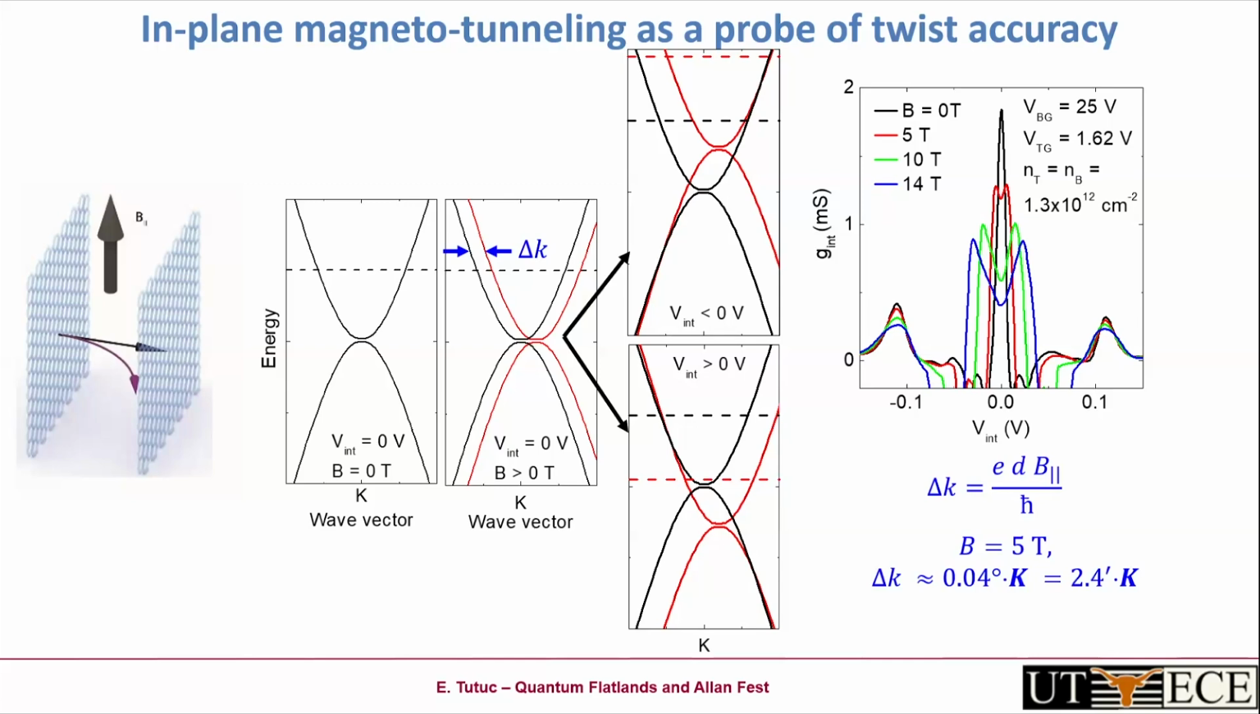What an in-plane magnetic field should do is take a resonance and split it into two resonances. The splitting is proportional to the value of the in-plane magnetic field, and we see that very clearly here. The only thing I'm showing is that the magnetic field where we see the splitting is 5 Tesla. 5 Tesla corresponds to an angle of 0.4 degree twist. So in other words, the twist control in this sample is better than 0.4 degree.